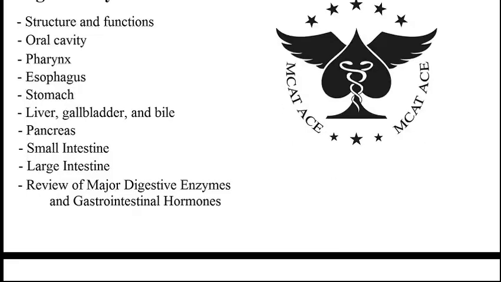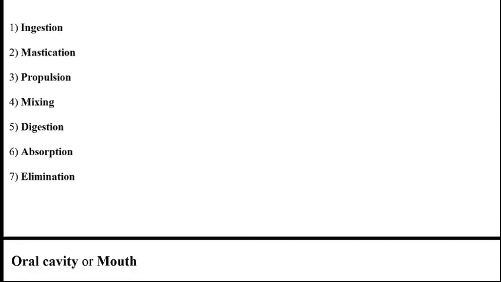Alright, so here starting with the functions of the gastrointestinal tract. So basically the digestive system consists of the digestive tract as well as all the accessory organs, like for instance the pancreas or gallbladder, that secrete fluids into the digestive tract. Now the major functions of the digestive tract include, for instance, ingestion, which refers to introduction of food into the stomach.